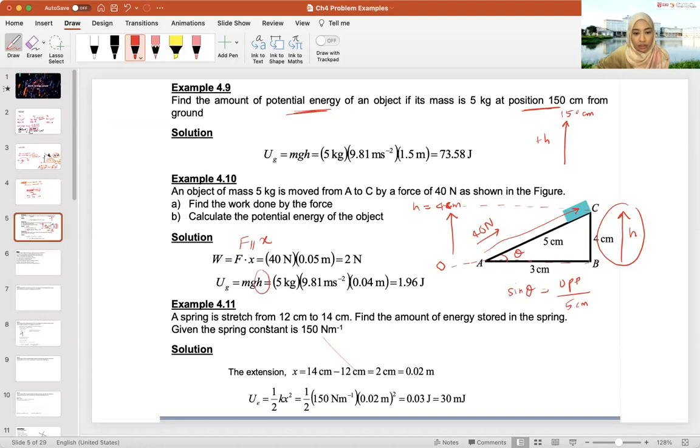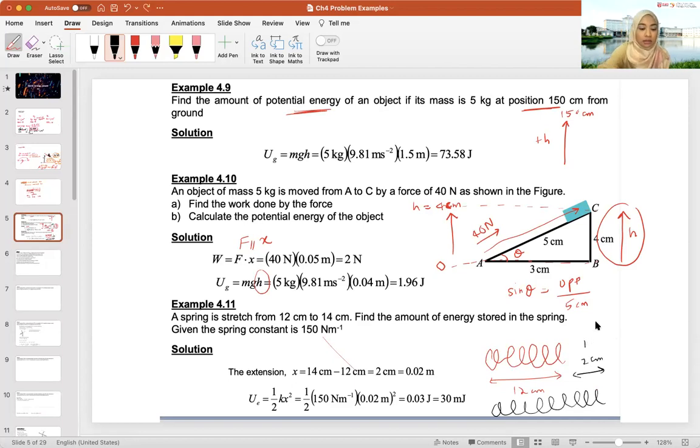Okay, next one. A spring is stretched from 12 centimeter to 14 centimeter. So in its equilibrium state, this guy is 12 centimeter. When it is being stretched, it is going to be extended by 2 centimeters. So this is your positive x. The stretching. Find the amount of energy stored in the spring.